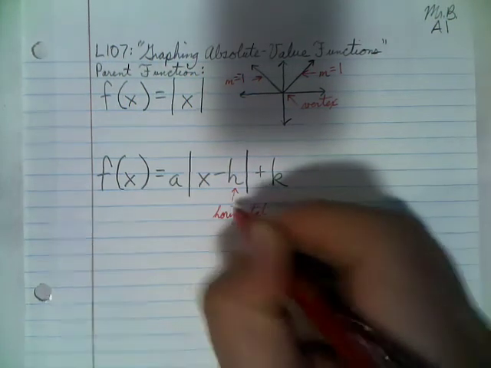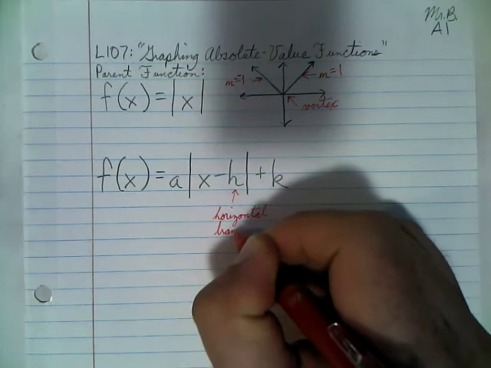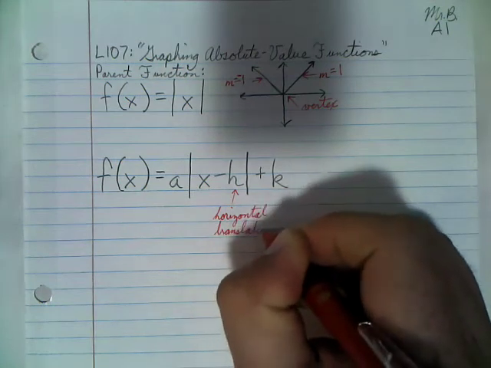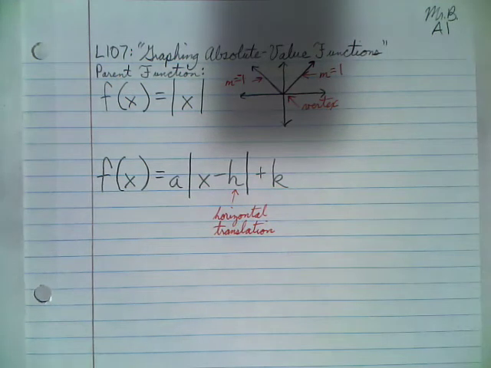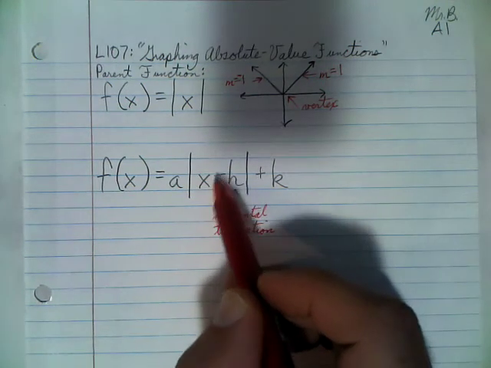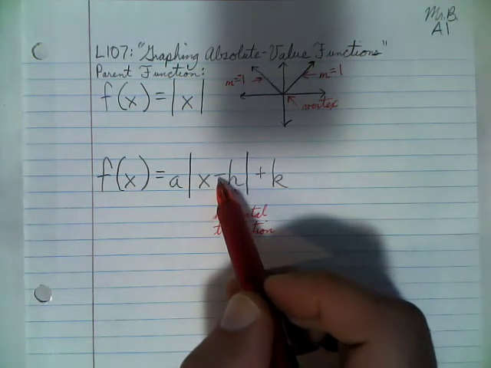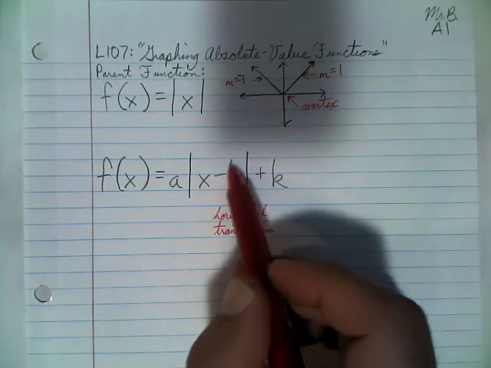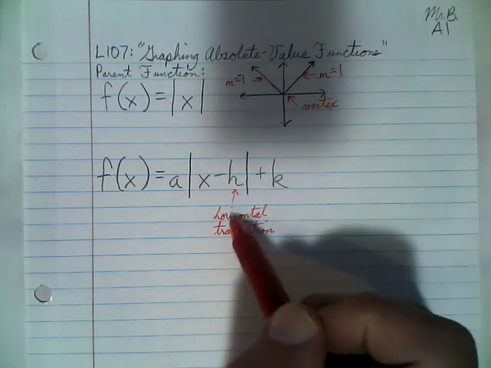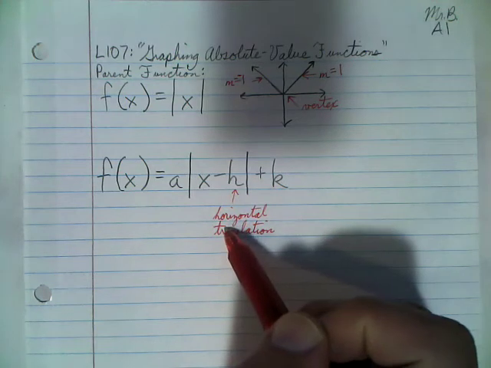Now H is the horizontal translation. Remember that translation just means you're sliding it. So H is how far you're sliding it left or right. Now remember that when you see a minus in the formula, you've got to think of this as subtraction. So if this says minus 2, it means that it's actually a positive 2 translation, which means it would move it 2 to the right.